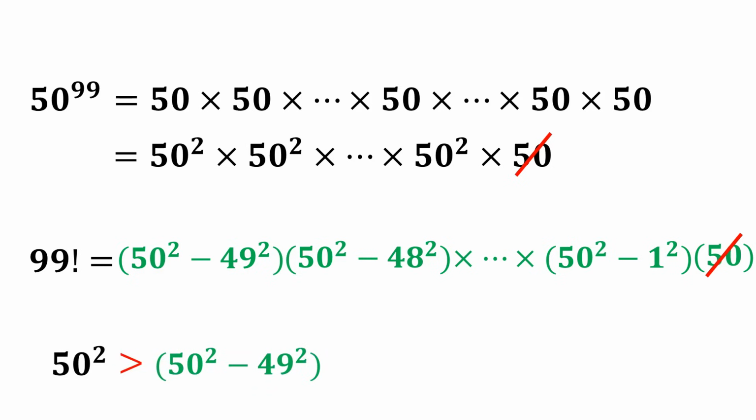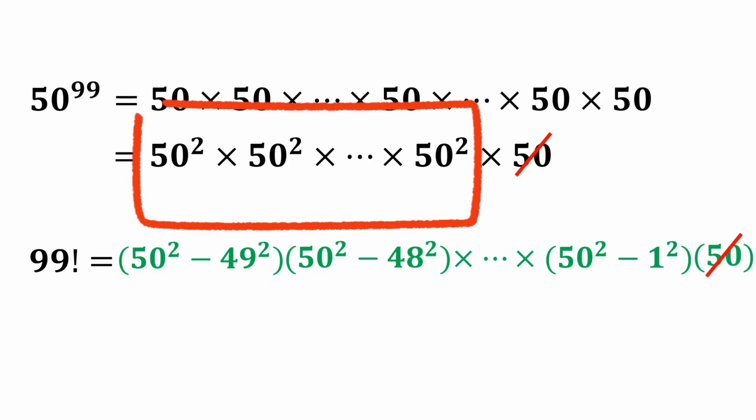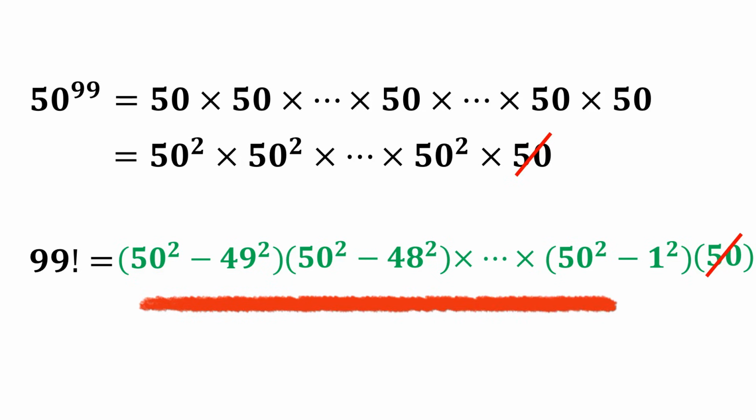We see that 50 squared is greater than 50 squared minus 49 squared. Similarly, 50 squared is greater than 50 squared minus 48 squared. And this comparison continues all the way to the end, where 50 squared is greater than 50 squared minus 1 squared. So the result is completely clear. In every pair, the terms from 50 to the power of 99 are larger than the corresponding terms from 99 factorial. Therefore, the entire number 50 to the power of 99 is greater than 99 factorial.